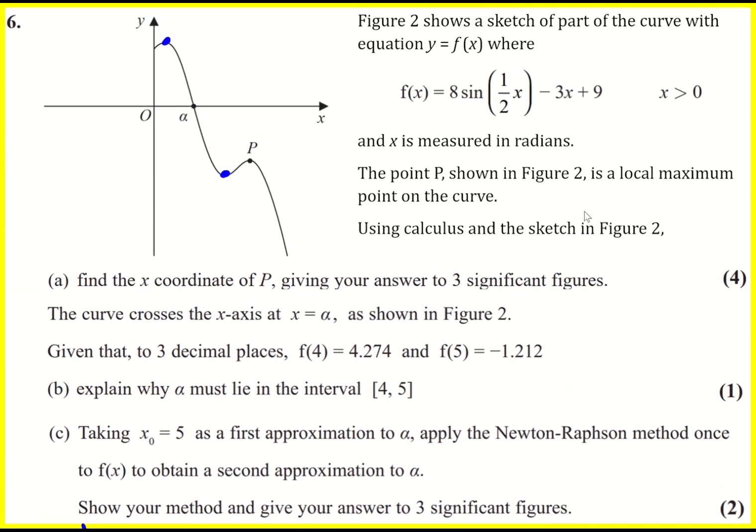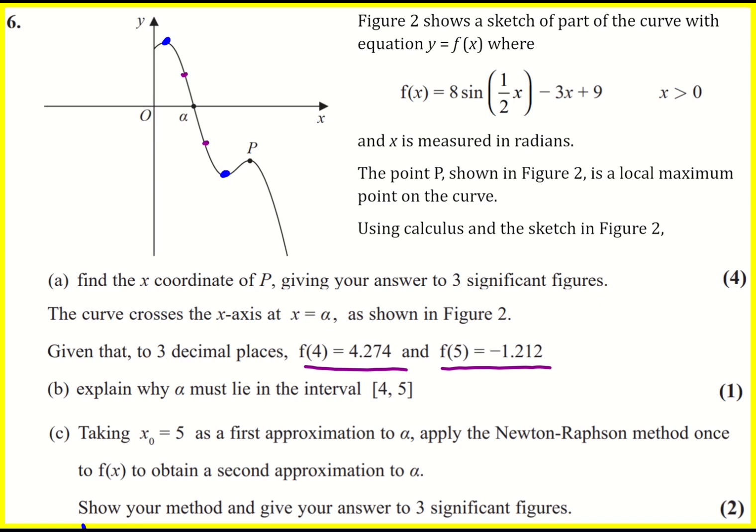The curve crosses the x-axis at x equals alpha, as indicated, shown in figure 2. Given that to 3 decimal places, we've got these values. So for the function, explain why alpha must lie in the interval 4, 5. And the reason is that there's a sign change. So just before 4, it's positive. At 4, the function is positive. At 5, the function is negative. It's continuous. It must cross the axis in some region between 4 and 5. That's how we can know that there's a solution between 4 and 5.